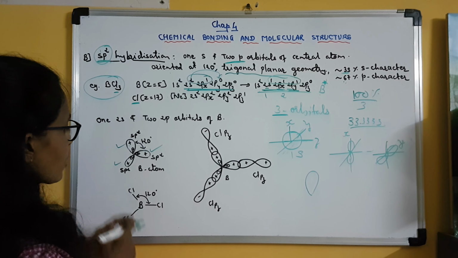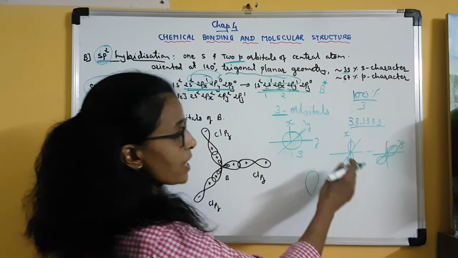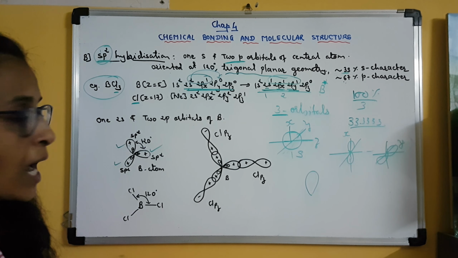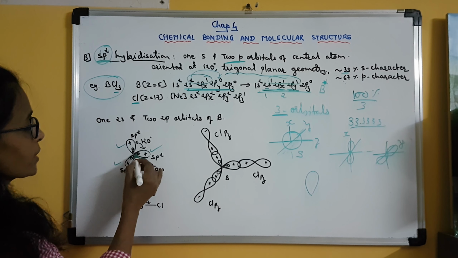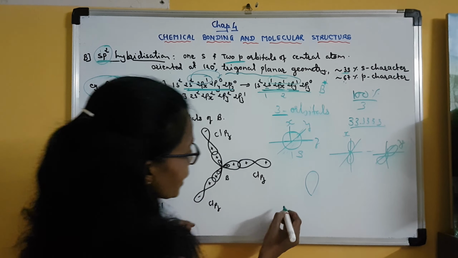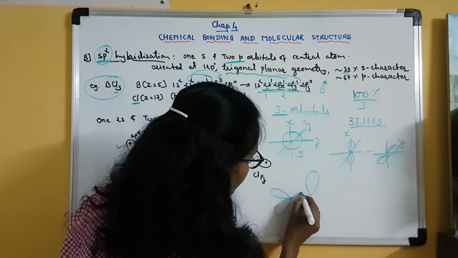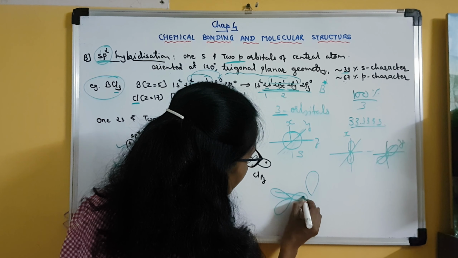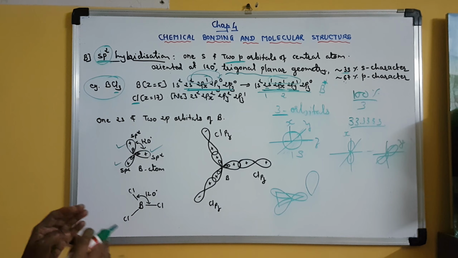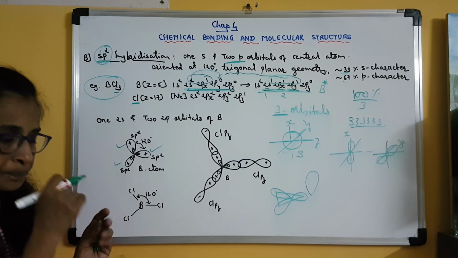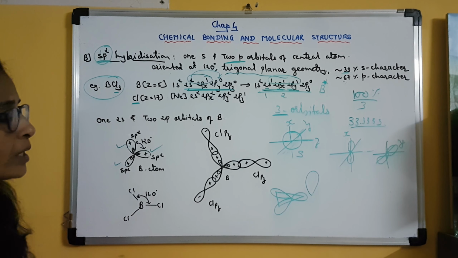Clear? And initially, before hybridization, the orientations of these orbitals were different. After hybridization, they are reoriented along the 3 corners. Clear? It is like this, 3 corners of a triangle. If you join the centers of these orbitals, you will get a triangular shape. So they are oriented along the 3 corners of a triangle. So it is called trigonal arrangement.